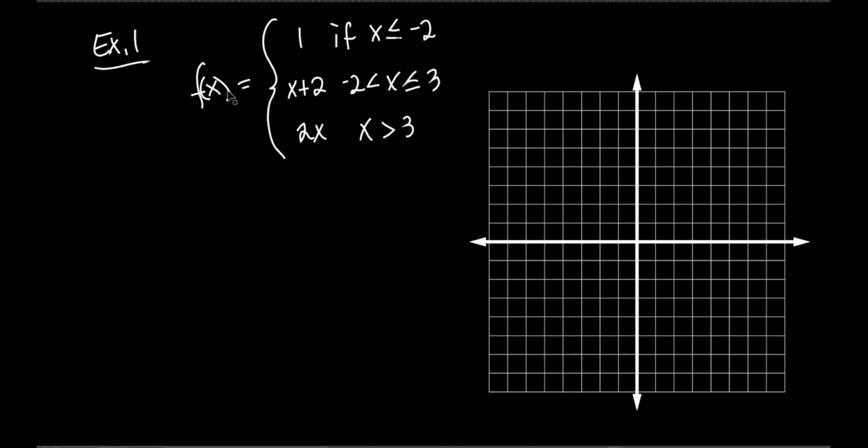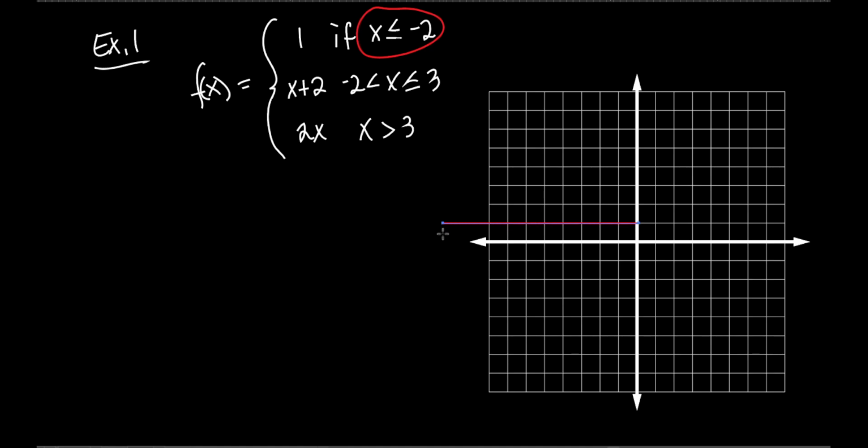f of x equals, y equals 1. So it's going to be a horizontal line, but what's my restriction? I can only use the points that are less than or equal to -2 on the x-axis. So if I was to graph this, y equals 1, it would be right here.